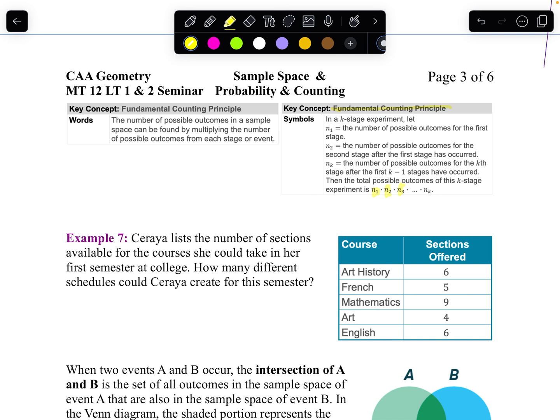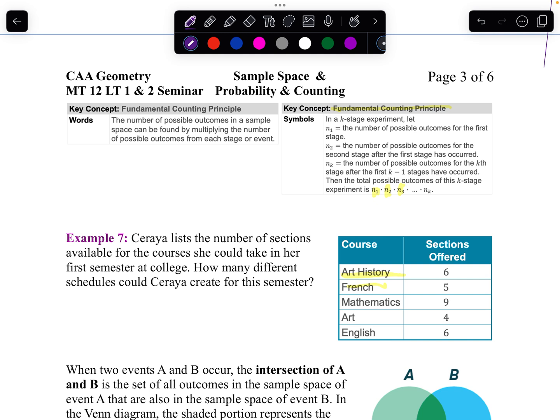So if I take a look at example 7 here. Here we have Soraya, and she's going to make a schedule. She has 6 different courses of art history. So if I was making a tree diagram, I'd have to start with 6 different categories. And then off of that, I'd have to draw 5 different categories. So already notice I've got 30 different choices.